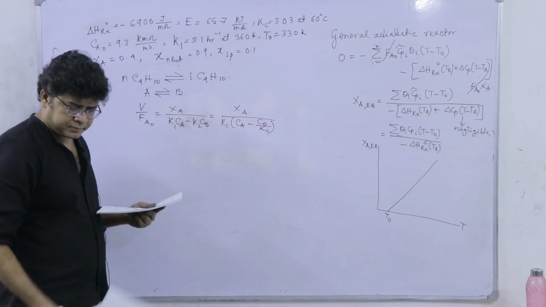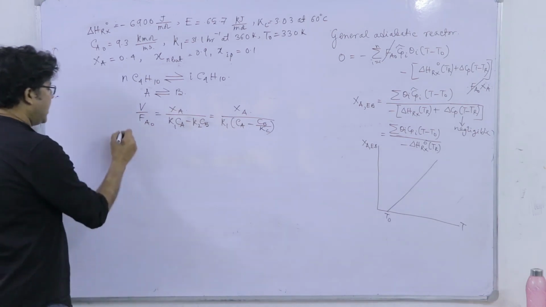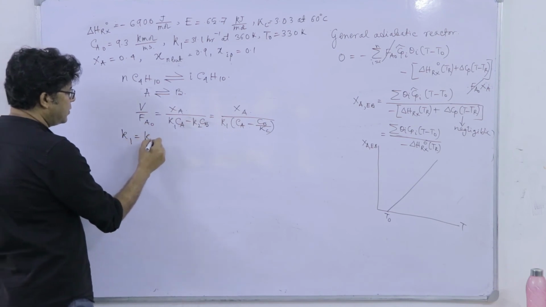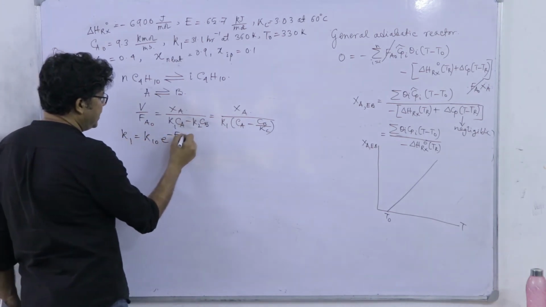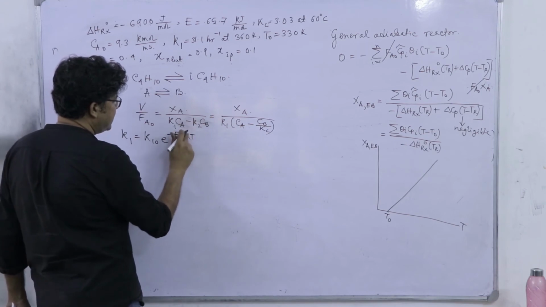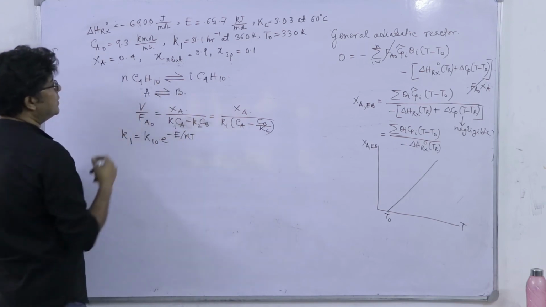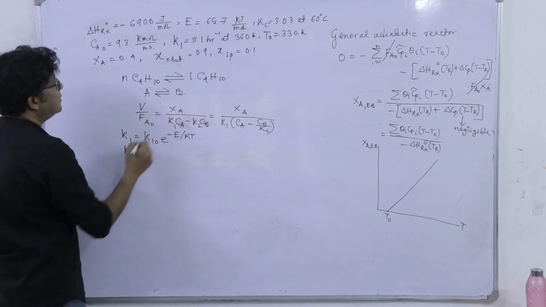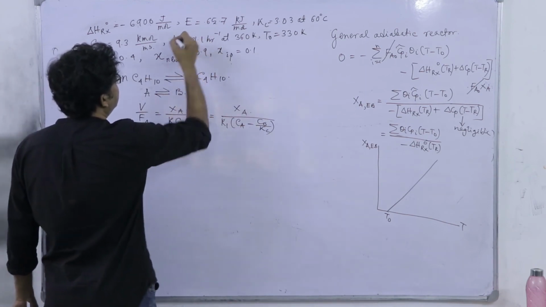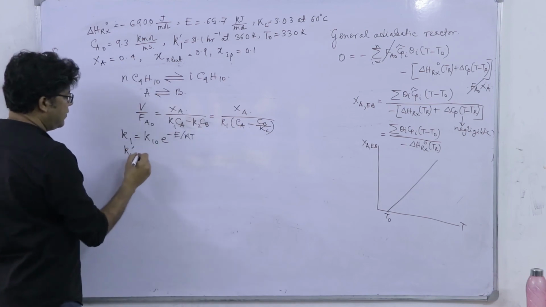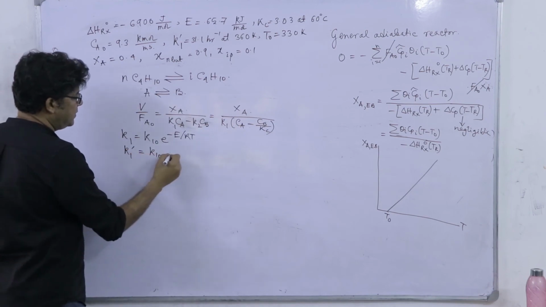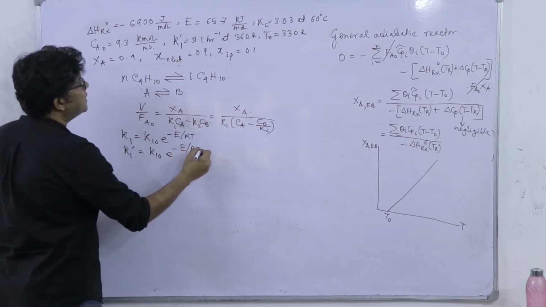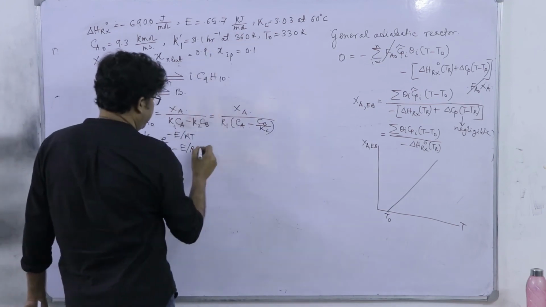So, this K1: K1 is equal to K10 into e to the power minus E by RT, and one of the values is given, right. Say it is K1, let us say it is K1 prime. So, K1 prime is equal to K10 into e to the power minus E divided by RT prime.